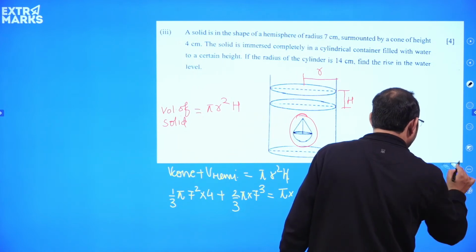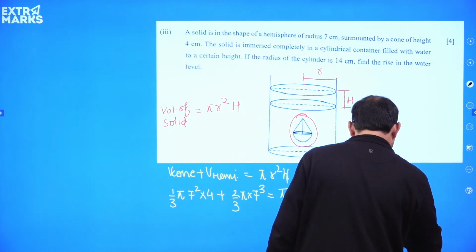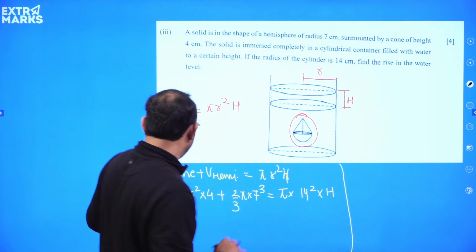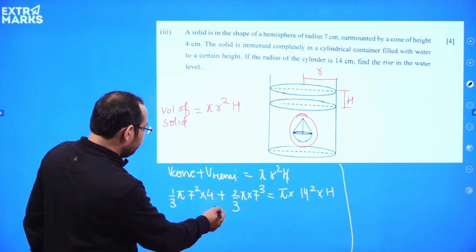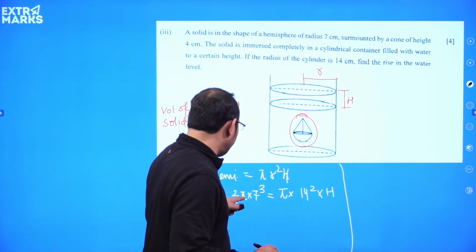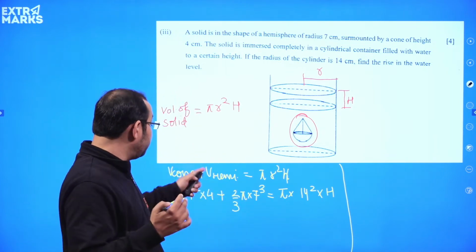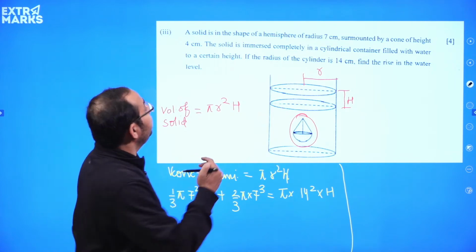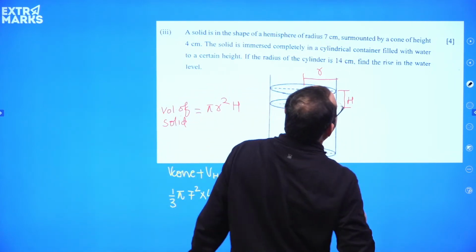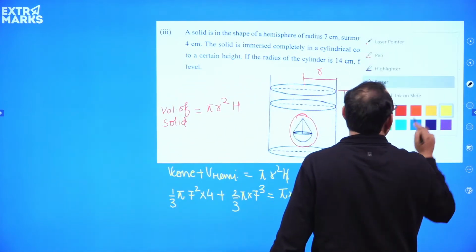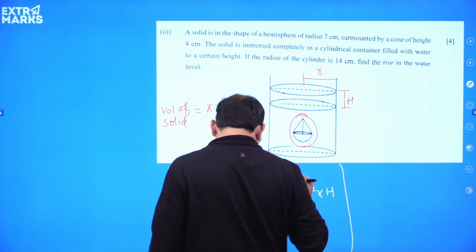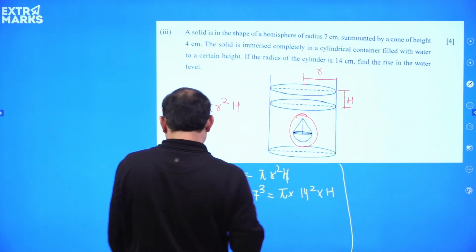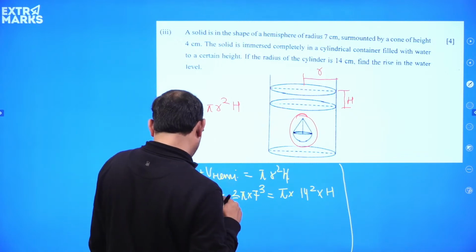Okay, let's solve it on a new page. Just a second. So we have 1 upon 3 pi r square h plus 1 upon 3 pi r cube, 2 upon 3 pi r cube plus pi 14 square h. Why 14? Because the radius of the cylinder was given to us like that only. Now let's apply this again. So we will be left with, one second.